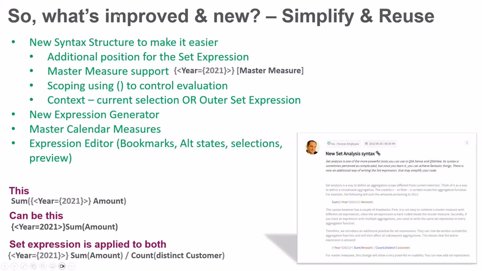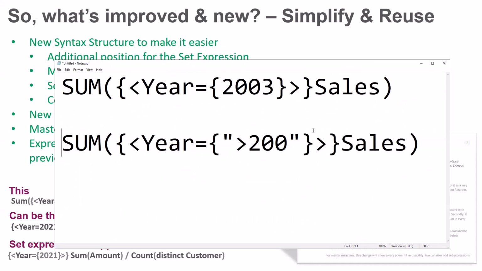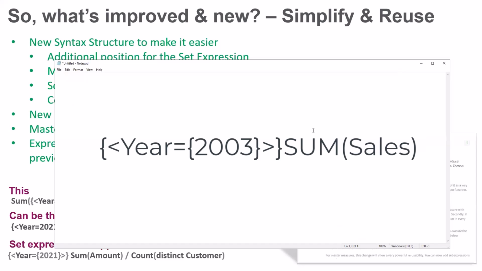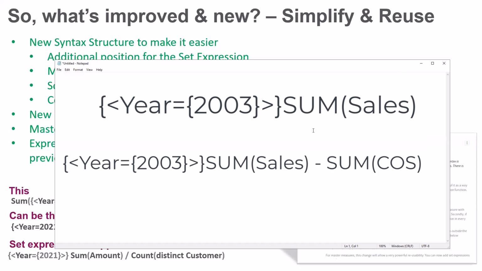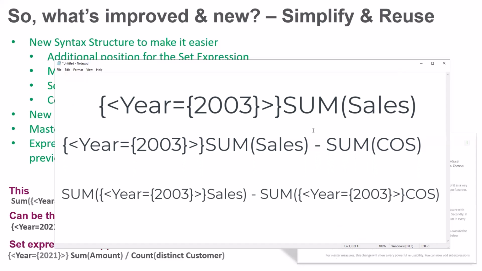There is a new syntax structure to make things even easier, and our beloved former employee, Henrik Constrom, created a blog called New Set Analysis Syntax. That is going to be available in the resource list. It provides a way of using additional positions for the set expression, so you no longer have to put the expression in this form. You can actually do something like this. You can put the expression in the front. The reason for that is that this will take precedence for every measure in the expression, whereas in the past you would have to put that expression in each of the expressions.